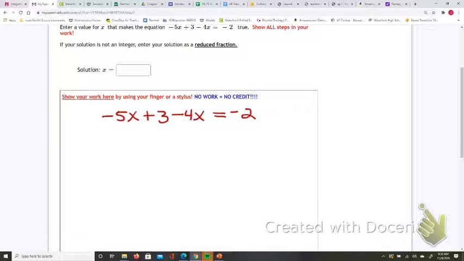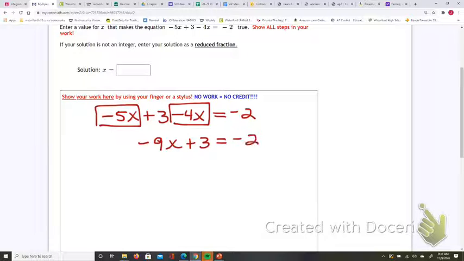Okay, remember, first step is to combine like terms. We have 5 negatives and then 4 negatives. If we have all negatives, 5 negatives and then 4 negatives, we combine them together. So we add them, and we have 9 negatives. So negative 9x plus 3 equals negative 2. Now we're ready to start solving. When we solve, we find our x, and then we have to find the plus or the minus.